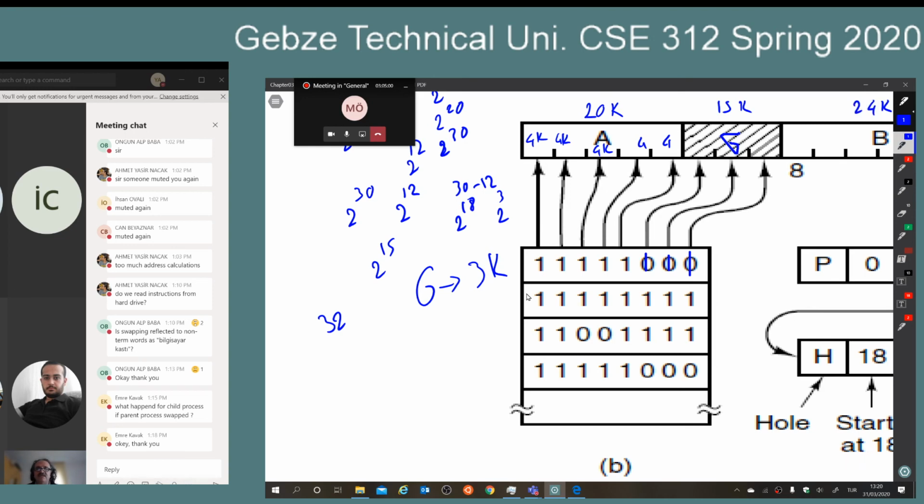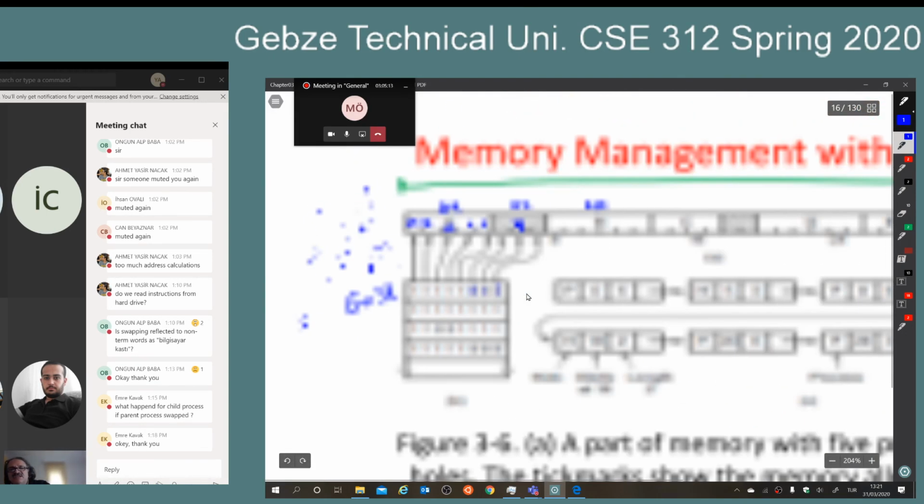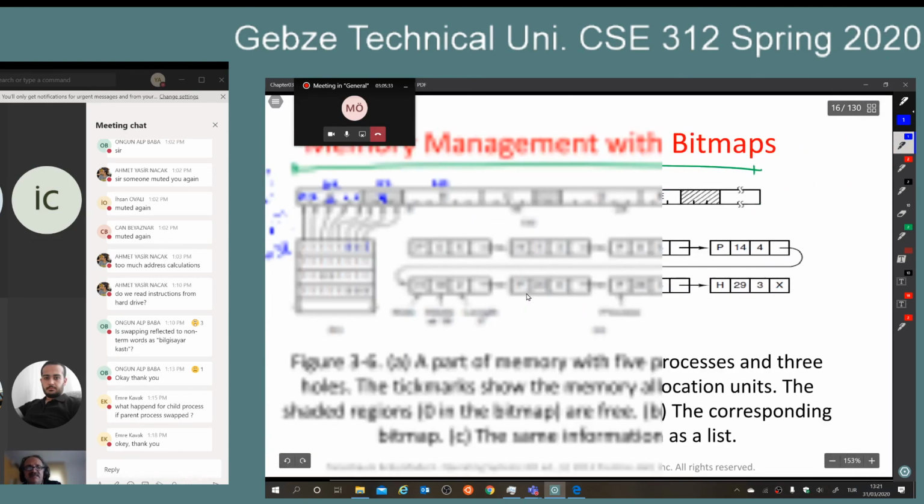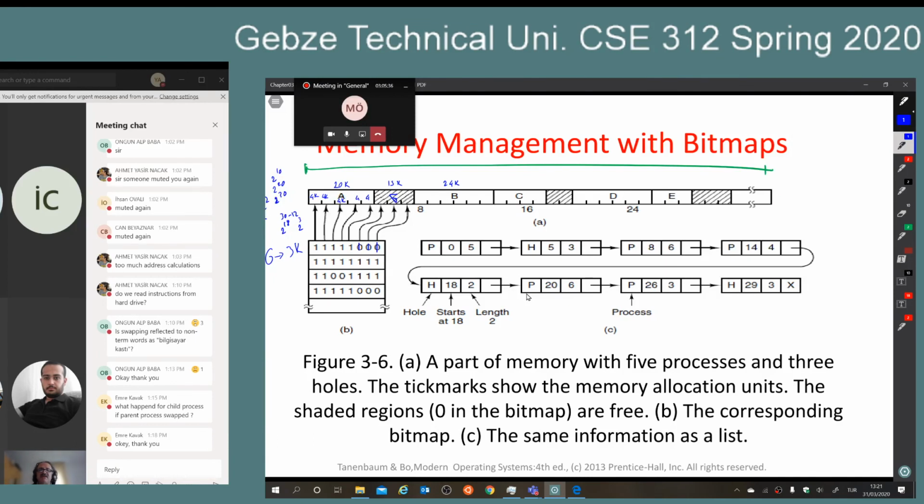So that's not a very big table in that case, right? Since each one is a bit, for 1 gigabyte with 4K chunks, that's the calculation. Of course, if most of my memory is empty or most of my memory is occupied, then this becomes kind of inefficient. In that case, maybe this representation is better.